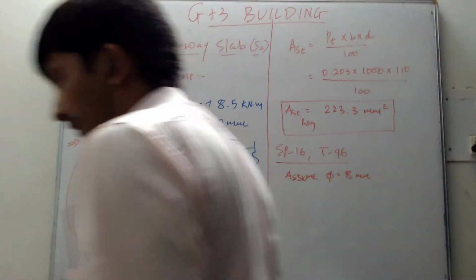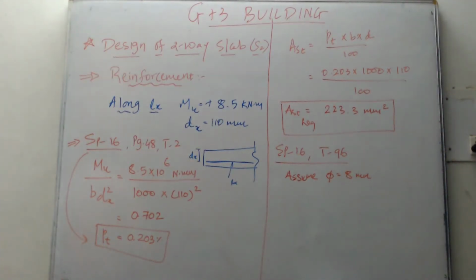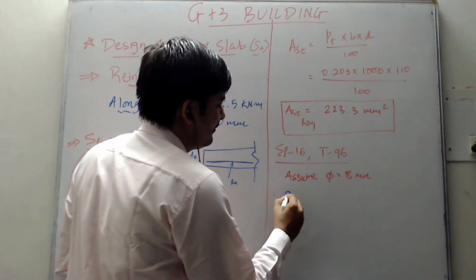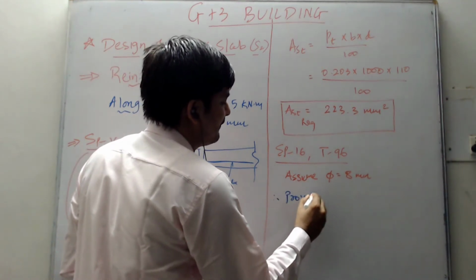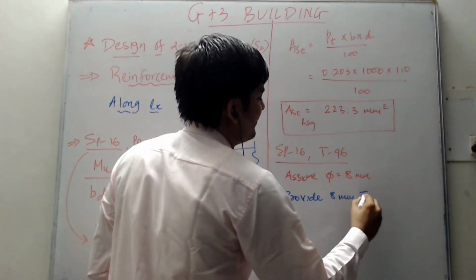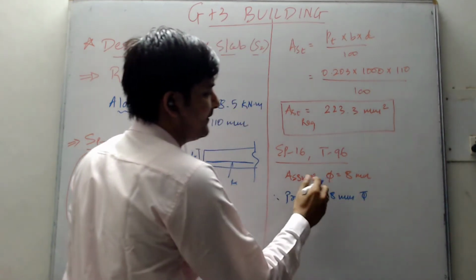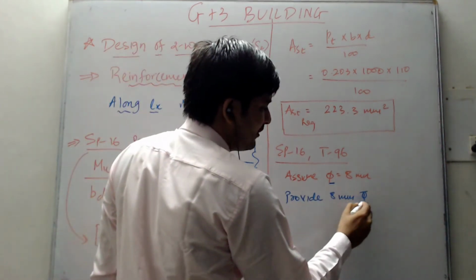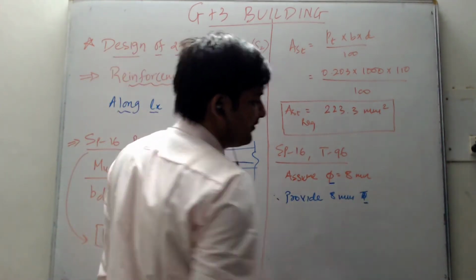So from SP16 we have found out, provide 8 mm diameter bar. So let us write down, therefore provide 8 mm diameter bar, right? This is for plain bar, this is the symbol of a plain bar, and this is the symbol of a Torr steel.